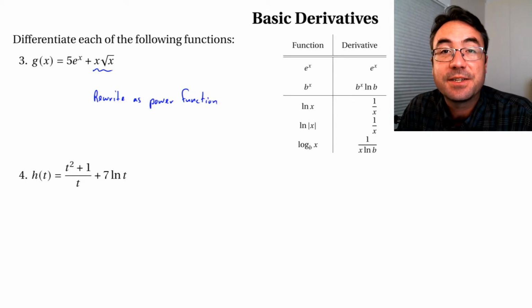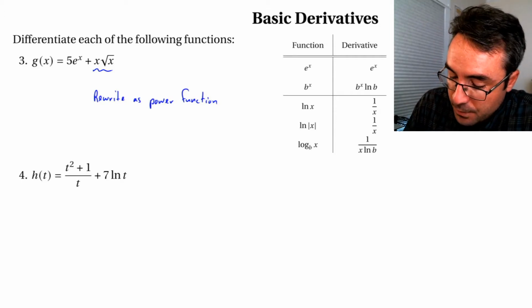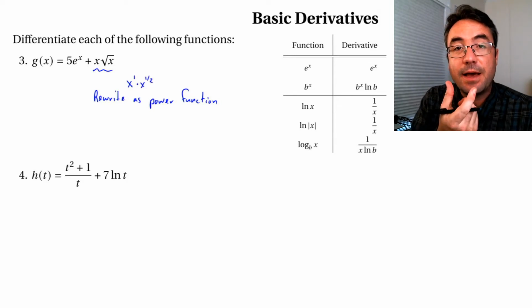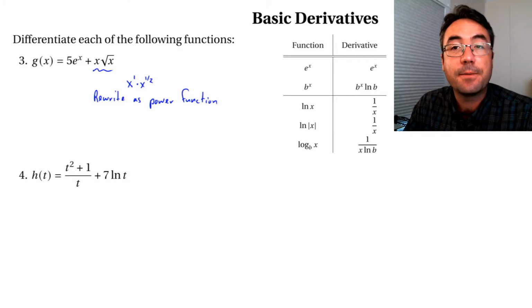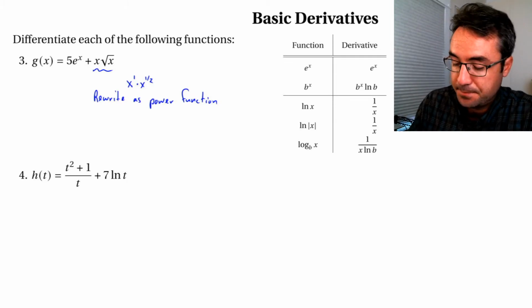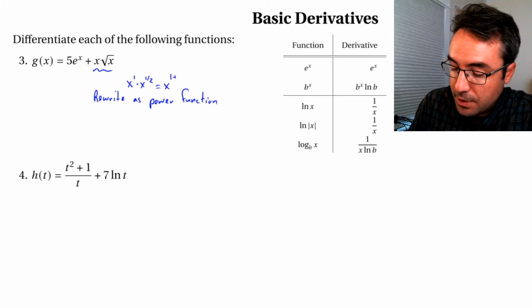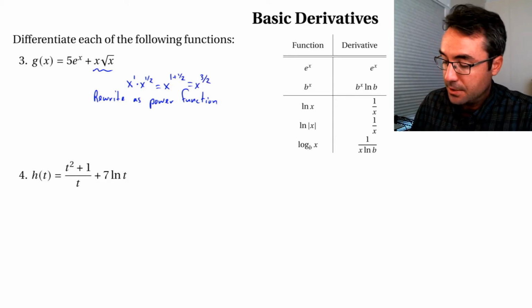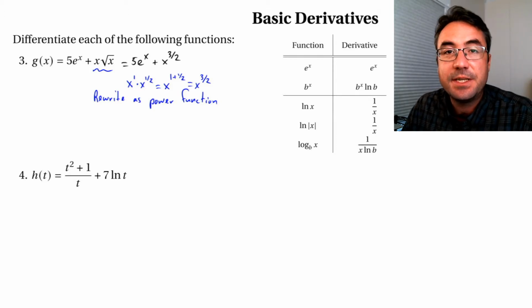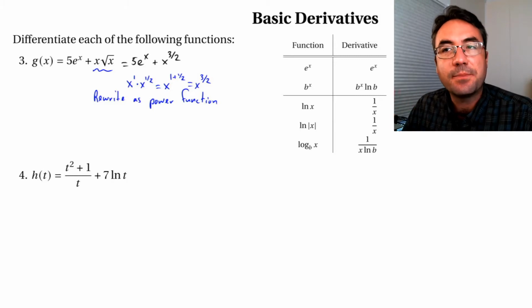So for that first one, we have x times square root x. How can we rewrite that as a power function? Well, we really have x to the power 1 times x to the power 1/2. And when we have power functions multiplied together with the same base, in this case both x's, we just add the exponents. So we end up with x to the 1 plus 1/2, and if we simplify, we get x to the 3/2 power. So cleaning that up a little bit, rewriting that function, we have 5e to the x plus x to the 3/2. And we see that we have that power function now. So this is something we're going to be able to do.